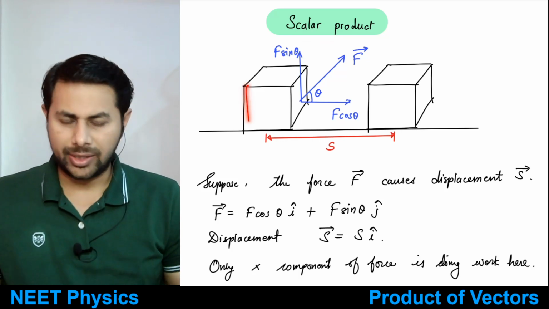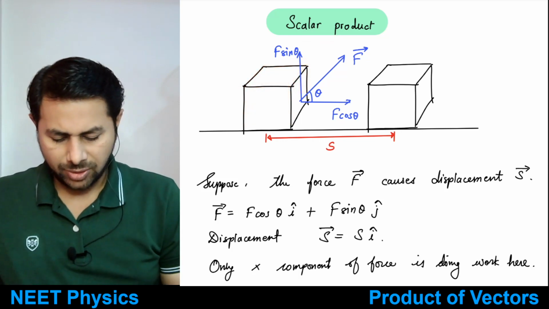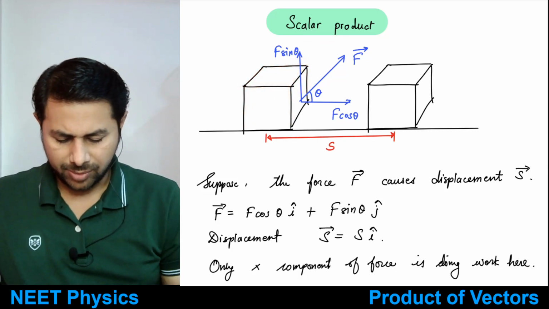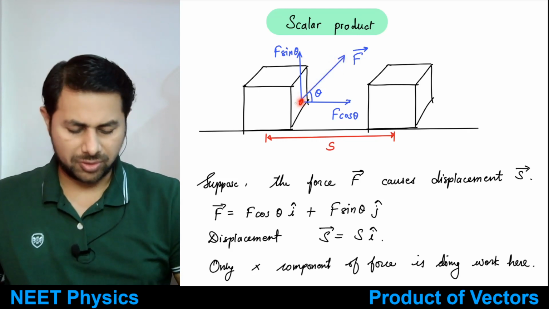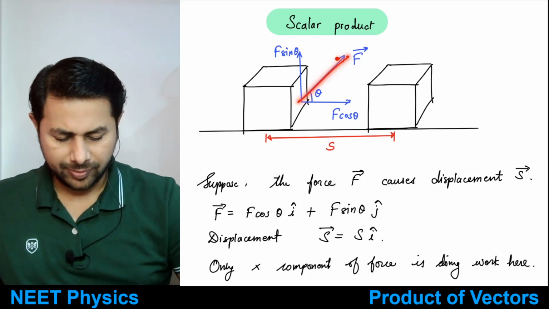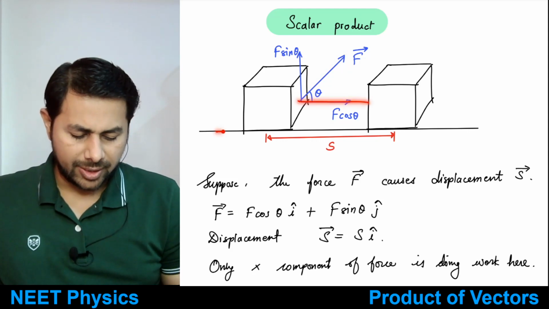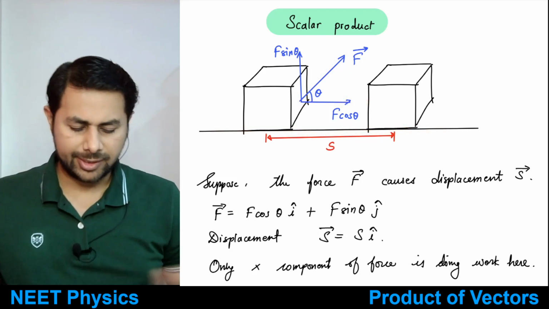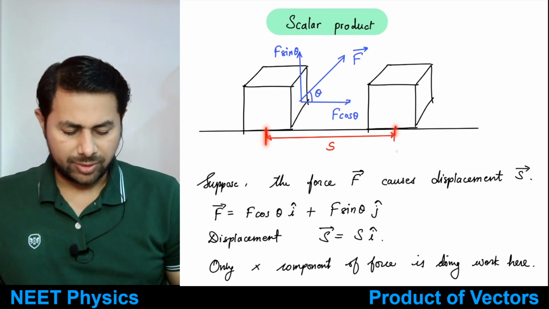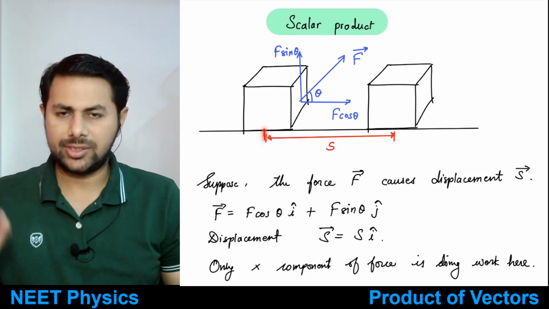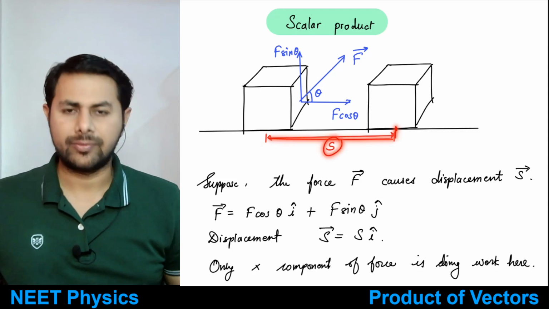So suppose, for an example, you have this big block, and you are moving it. Suppose I am pulling it like this. I tie some rope to it and I pull it in this direction. Now it gets displaced along the floor. So now the displacement is from here to here, right? This was its starting position and this is the end position. So this much is the displacement S.